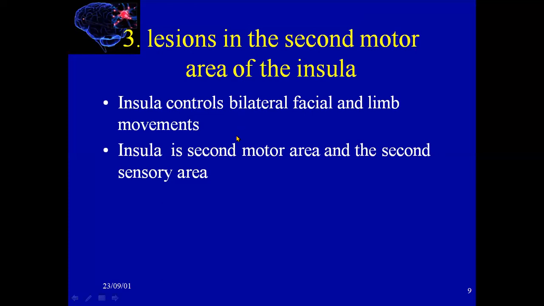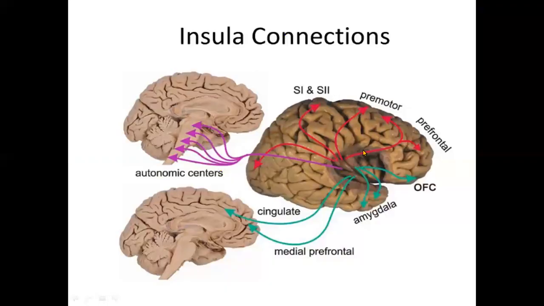Number three, the reason for these unusual symptoms is the second motor area in the insula. We know that the insula is a second motor area and second sensory area that can control bilateral facial and lip movements. As we see here in this picture, this is the insula. This is the second motor area. It has a connection with the premotor area, and at the same time, as studies before explained, the insula can control the ipsilateral side of the limbs and the face.